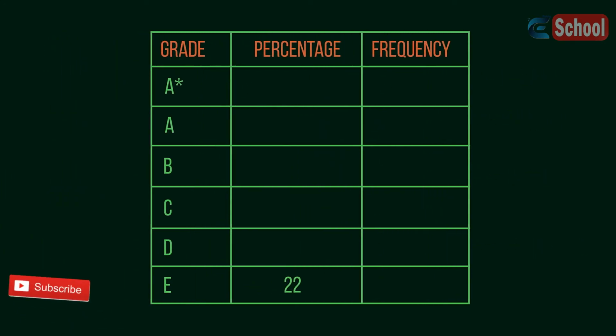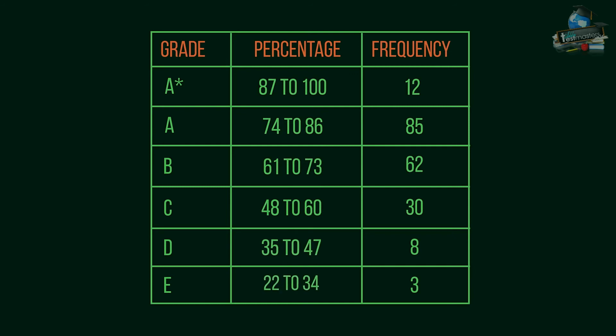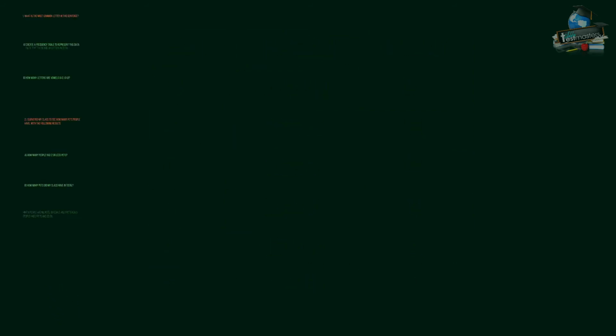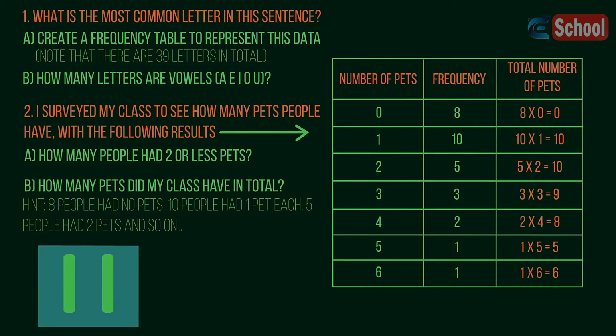Starting from the bottom at 22, add 13 is 35, so the next group starts at 35. Adding 13 each time, and then fill in the rest of the group at the end. We now have 6 groups that are pretty much the same class width. Here are some questions for you to do. Pause the video, work them out, and click play when you're ready.